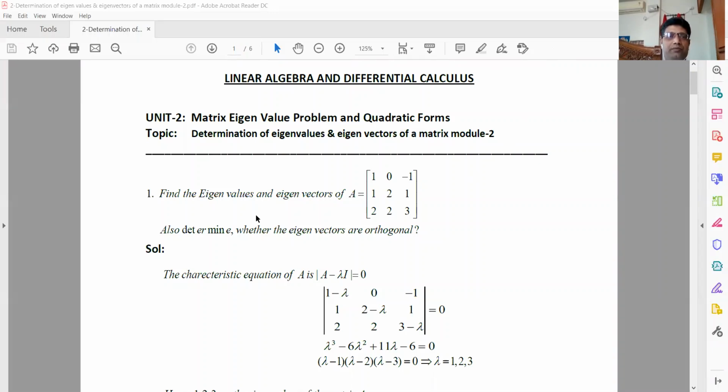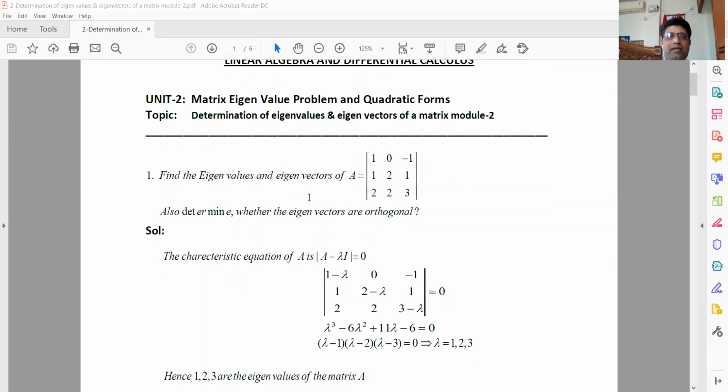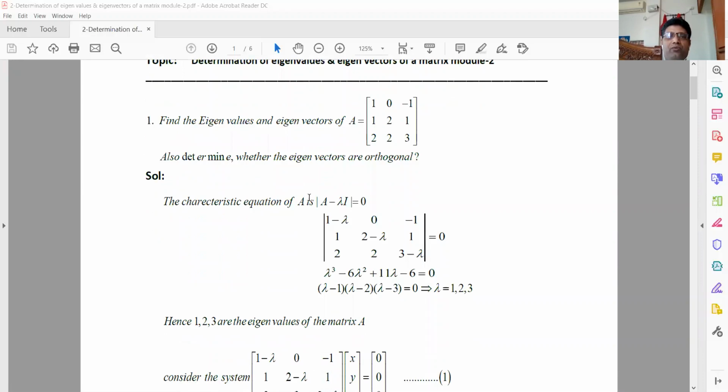If you look at this problem, find the eigenvalues and eigenvectors of A equals 1, 0, minus 1, 1, 2, 1, 2, 2, 3. Also, he is asking to determine whether the eigenvectors are orthogonal. So first we have to calculate the eigenvalues and eigenvectors of this matrix. Next we have to check whether the eigenvectors are orthogonal or not.